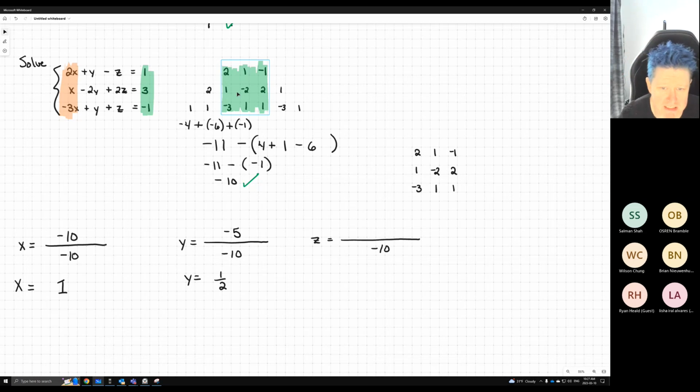So to find z, I need to get my numerator determinant. So to get my numerator determinant, I'm going to replace the final column with the right-hand side. And then I'm going to use my quote unquote wraparound process to do this computation. All right, so I'm going to go down and to the right again.